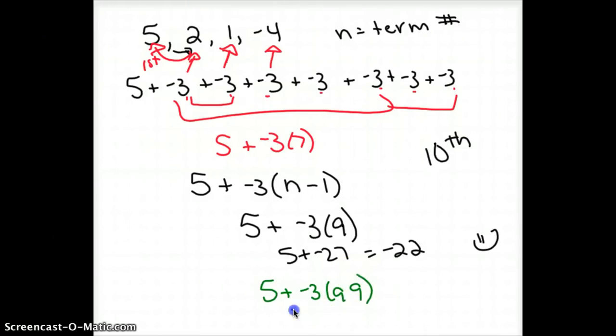And so that's going to be 5 plus -297. So I think the 100th term in this case is -292. And if you got that right, again, I would be very proud of you.